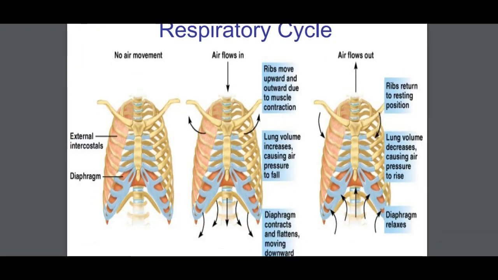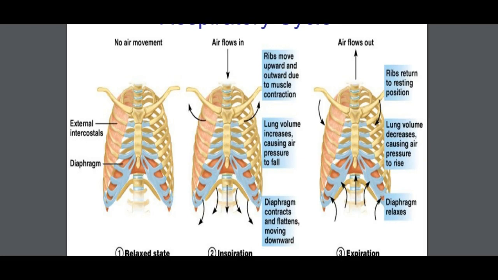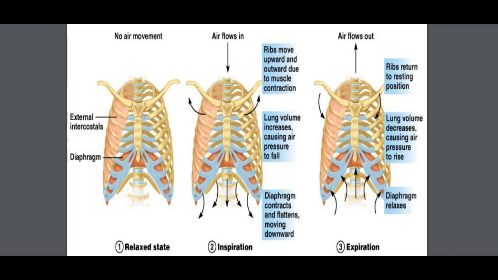This is the respiratory cycle. Now, when it's in a relaxed state, there's no air movement. If it's an inspiration, then air flows in. That means the ribs move upward and outward due to muscle contraction, and the lung volume increases, causing air pressure to fall. And the diaphragm contracts and flattens, moving downward. Now, for expiration, the air flows out. That's the ribs returning to resting position, and the lung volume decreases, causing air pressure to rise, and the diaphragm relaxes.